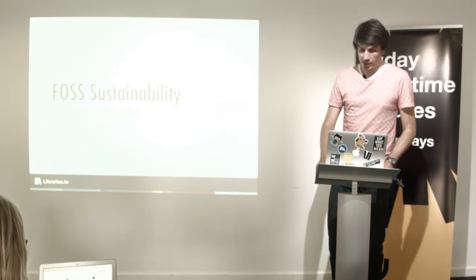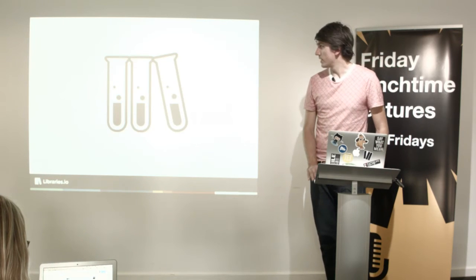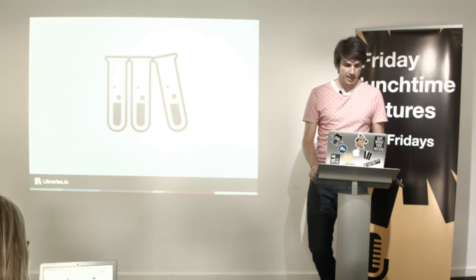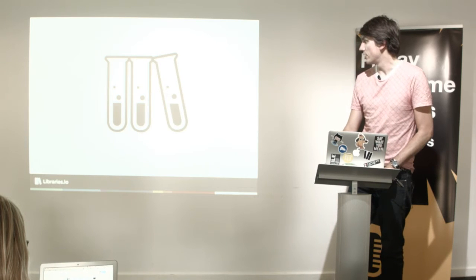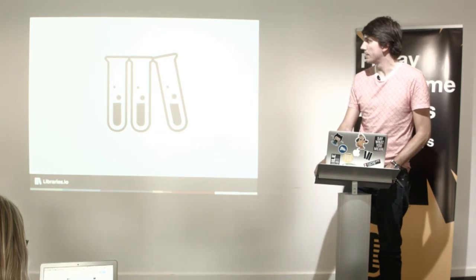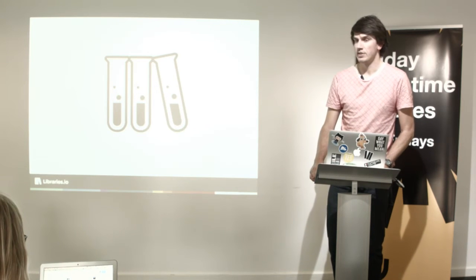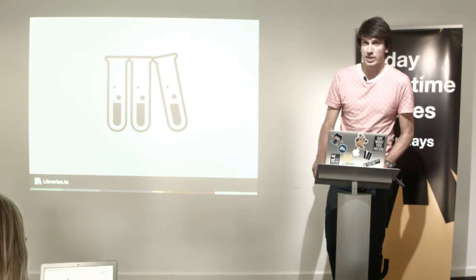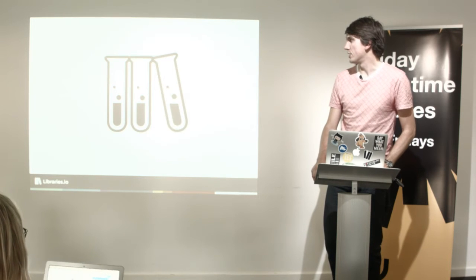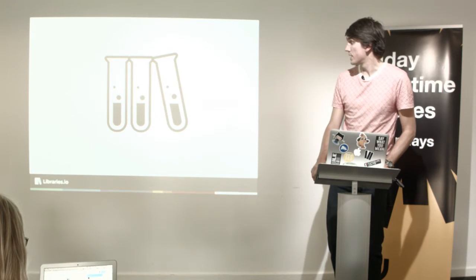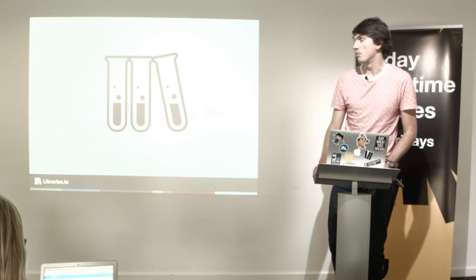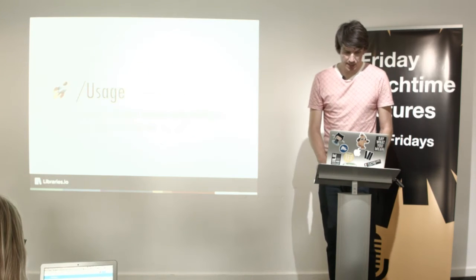So what can we do to help? I made this logo on the train on the way down here. I think it's awesome. So what we've been doing is conducting a number of experiments to see how we can use all of the data that Libraries has gathered to prioritize projects correctly and to turn the attention of the kinds of organizations that are looking at solving the sustainability problem the right way.